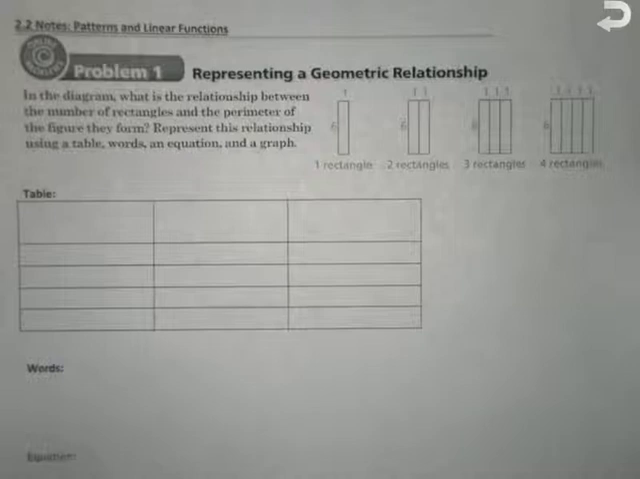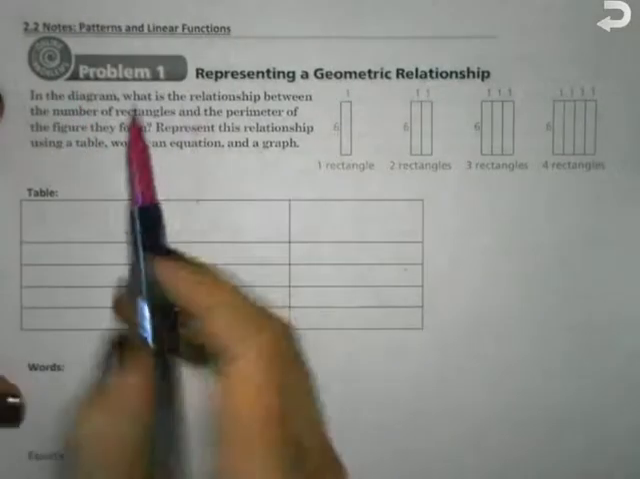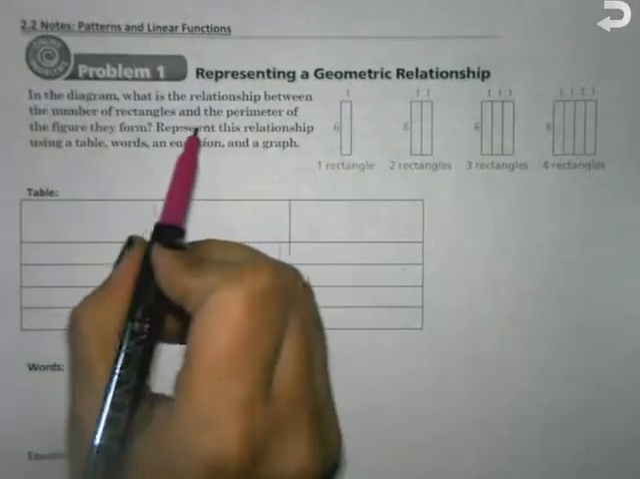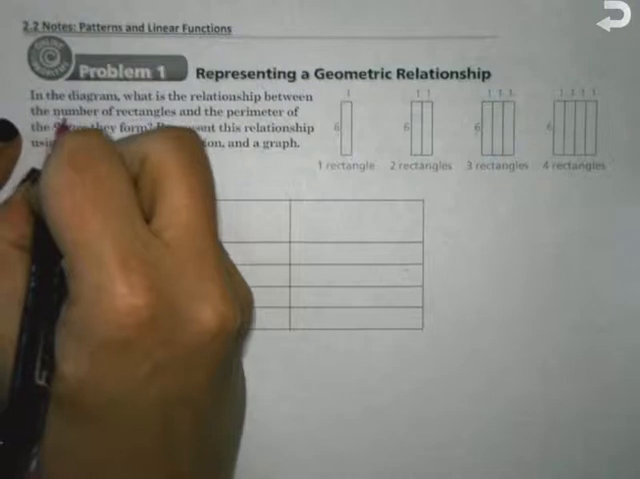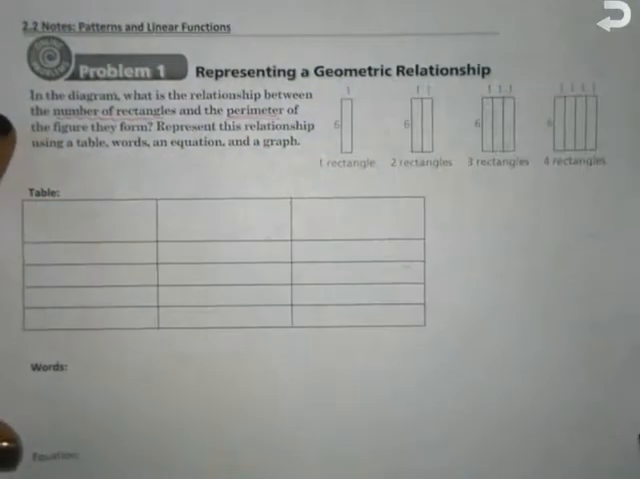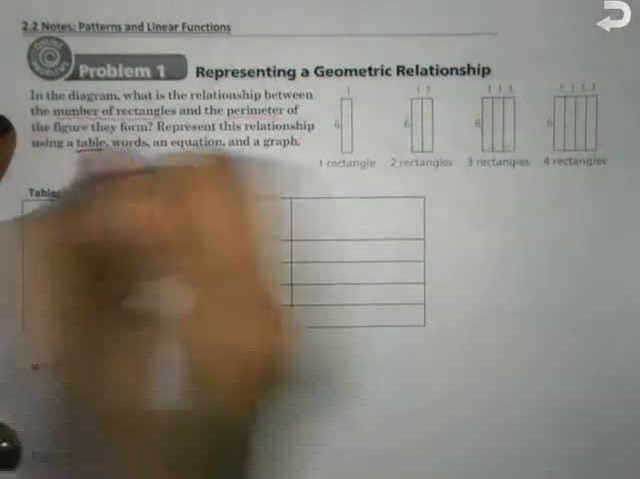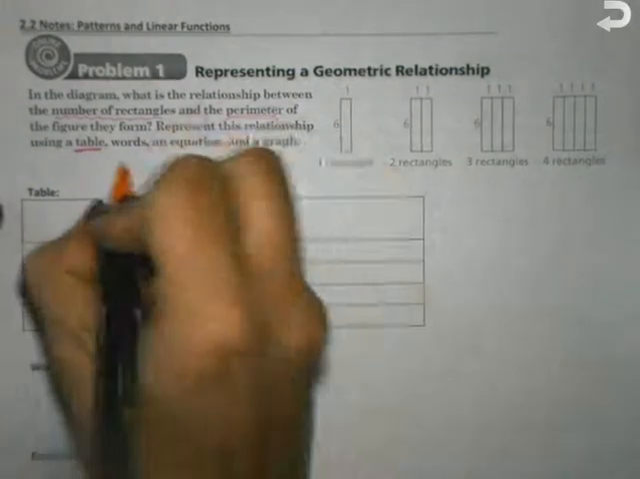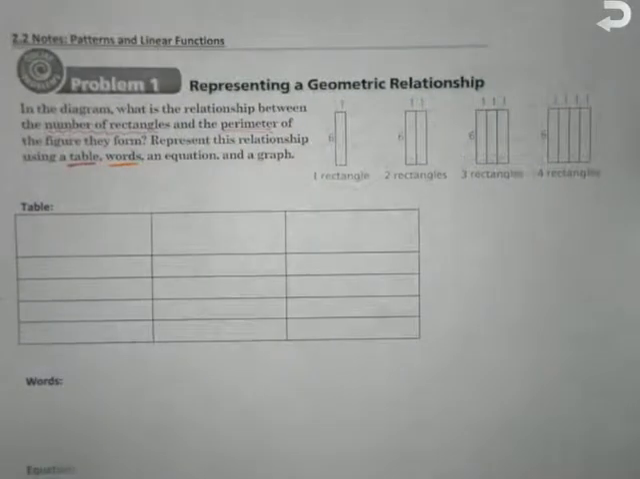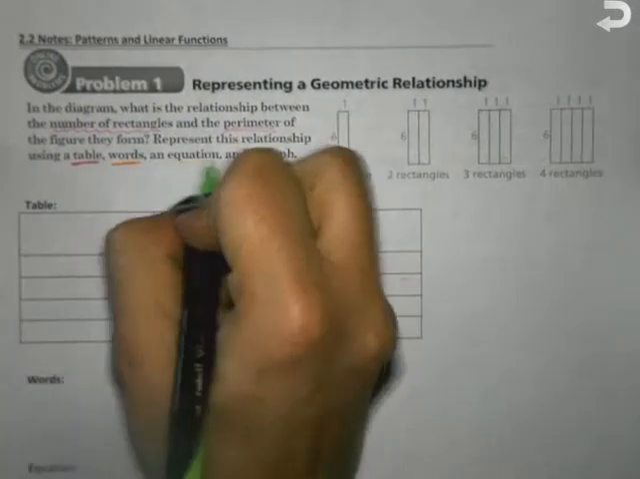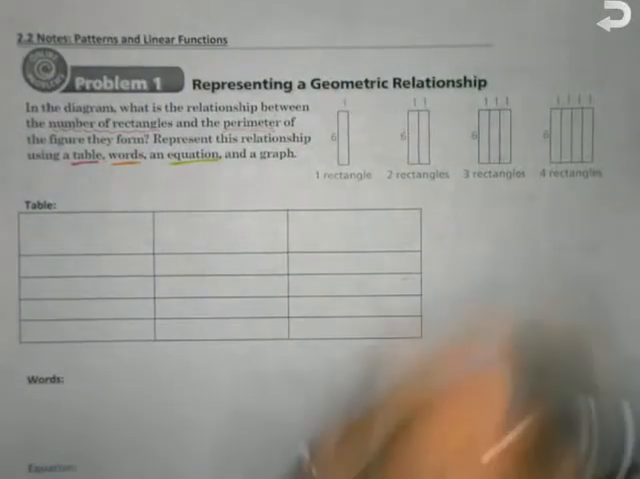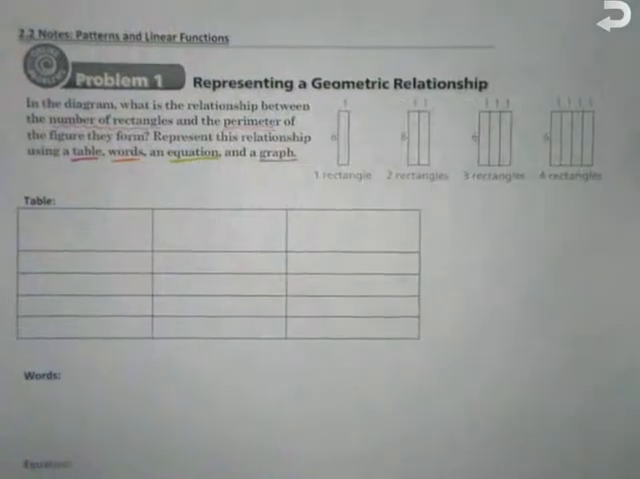So right now, let's look at problem number 1 on the top. Here's what it says. In the diagram, what is the relationship between the number of rectangles and the perimeter of the figure that they form? We are going to represent the relationship using a table. We're going to represent the relationship in words, so we're going to write out in words what's going on. We are going to actually write an equation for what's going on. And then at the very end, we're going to graph it. And all that space is on the paper for you, okay?